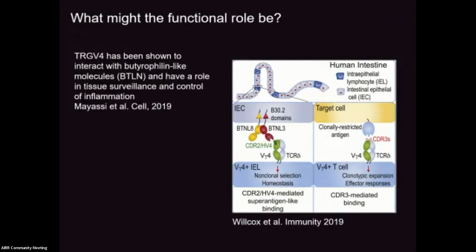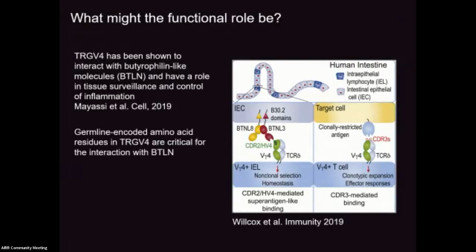Adrian Hayday in London has done a lot of beautiful work on TCR gamma delta T cells. And in this particular paper that was published in Cell, they show how TRGV4 interacts with these ligands. And he shows that there are germline encoded amino acid residues that are important for this interaction. So it's not a CDR3 interaction, it's germline encoded. And the proposed interaction site is very, very close to where we have polymorphism.